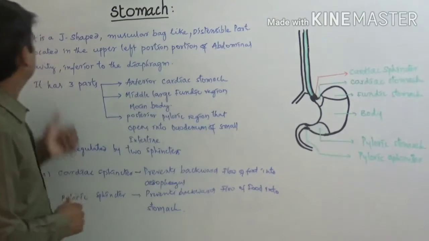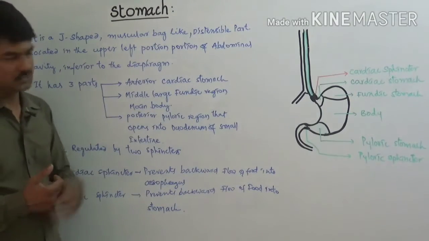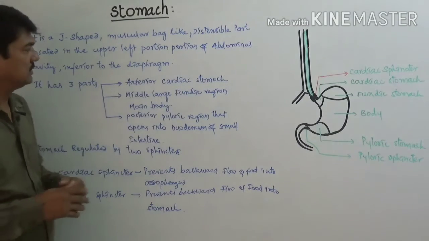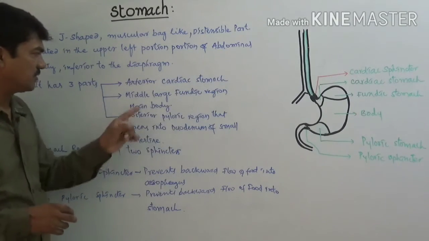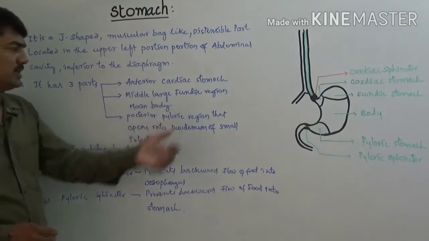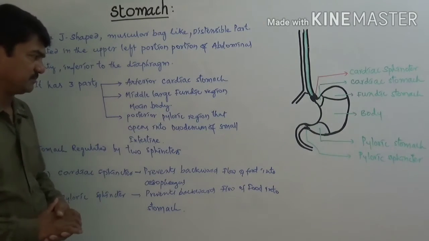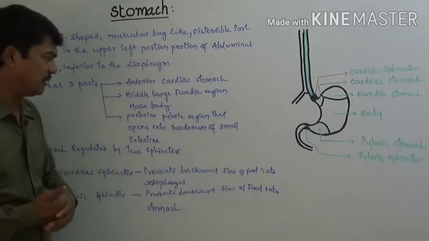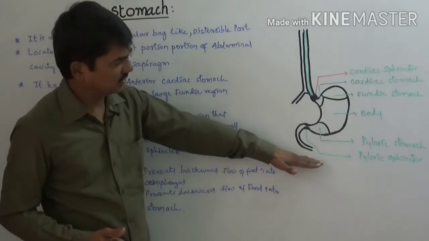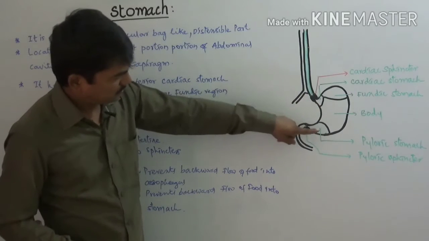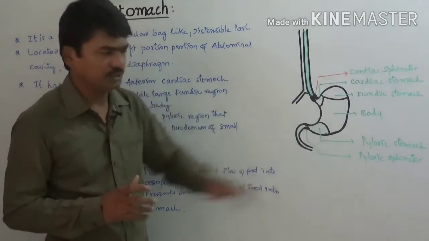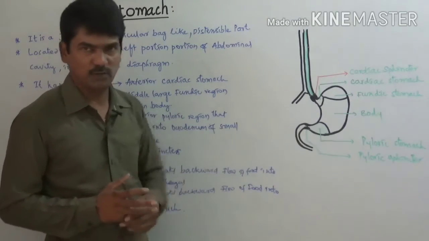And here it has three parts. The stomach is divided into three parts: the anterior cardiac stomach, the middle large fundic region, which also has the main body part, and the posterior part, called the pyloric region. That opens into the duodenum of the small intestine. Just behind this the small intestine is located, and the pyloric region opens into the small intestinal part called the duodenum. So there we can identify the pyloric region.